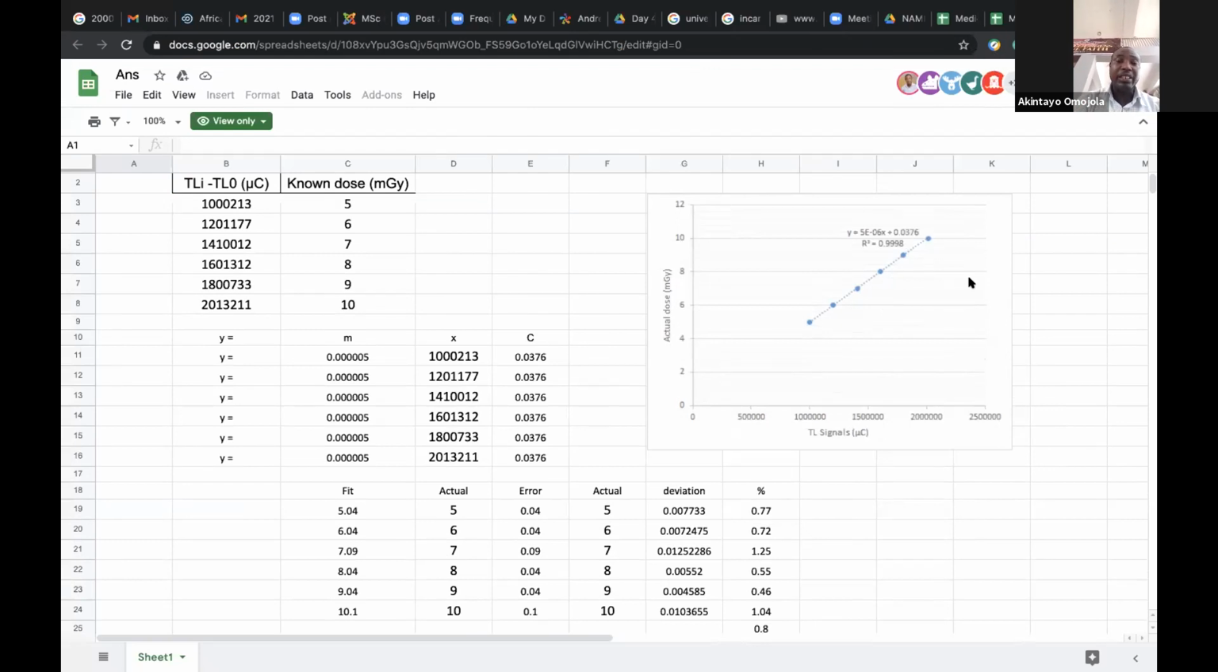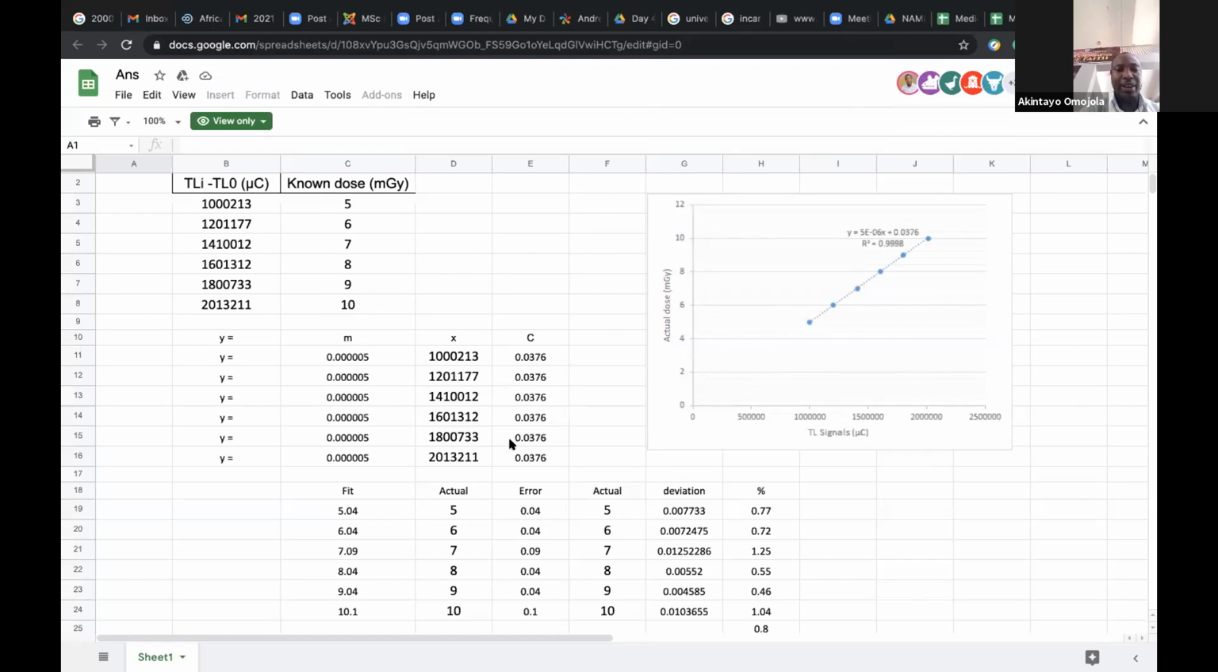Now you can see that the line graph is a good fit. Look at your R square. Your R square is almost close to 1. When it is close to 1, it tells you how well those values fit your line graph. Now, y is equal to 5 times 10 raised to the minus 6 x plus 0.0376. I hope that is clear. Coming down here, you can clearly see y is equal to mx plus c.